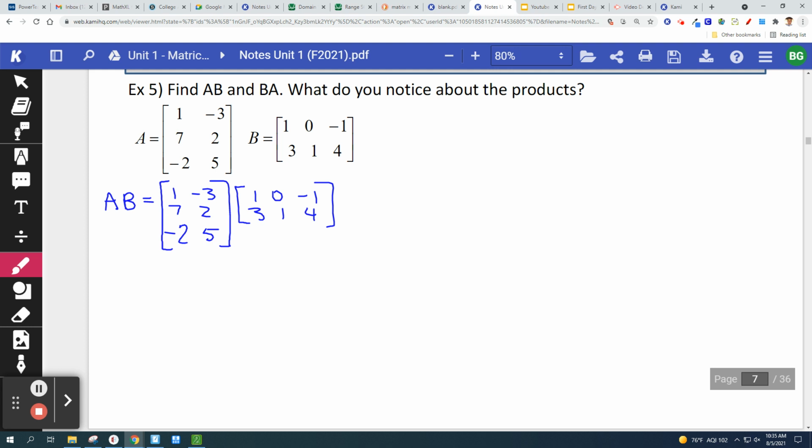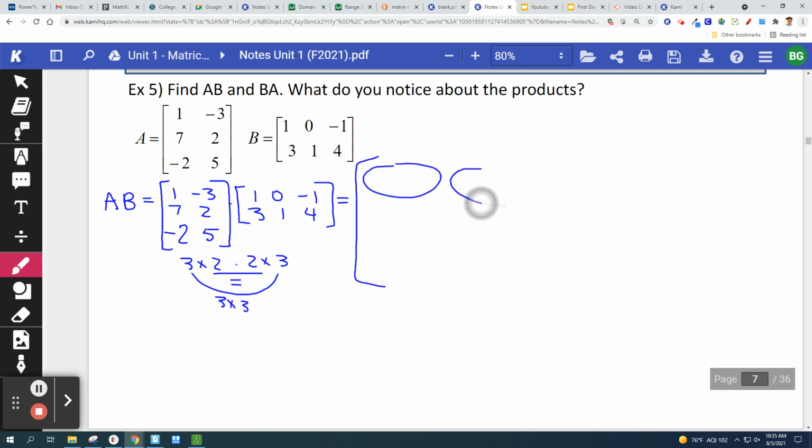Okay, so when we multiply, the first thing is to figure out if it's even possible. I've got a 3 by 2 times a 2 by 3. We can see that those two are equal, and the answer is going to be 3 by 3. So we know it's going to work, and we know it's going to be 3 by 3. So we would set up a skeleton 3 by 3.